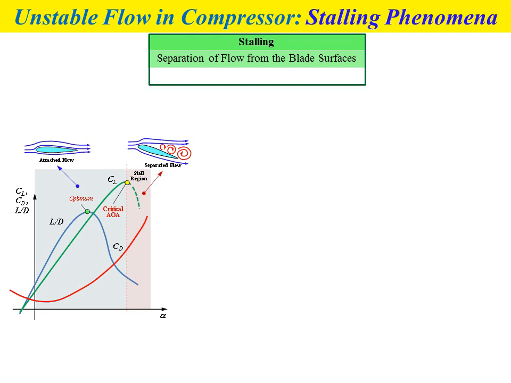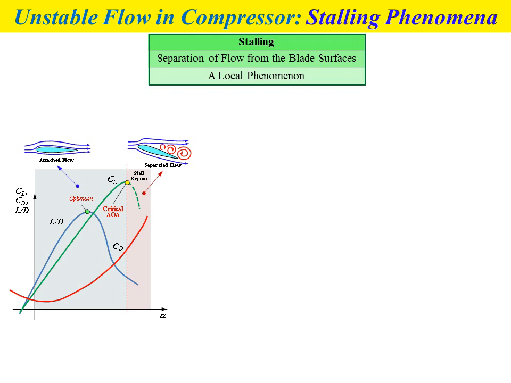If you refer to the figures of CL and CD versus angle of attack, we can see there are two separate regions: the attached flow region and the separated flow region. The stalling phenomena will occur within the separated flow region, after the critical point of angle of attack.